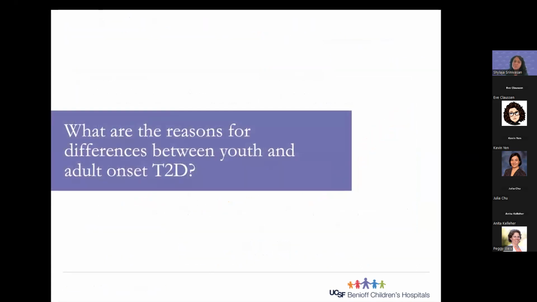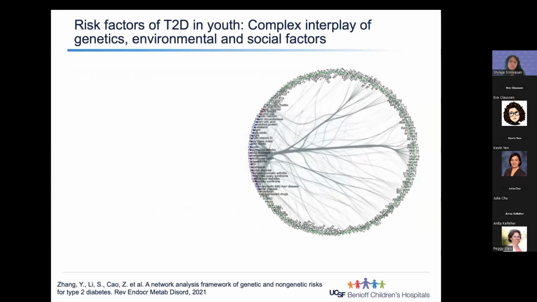So a question that probably comes to mind is, why is this the case? What are the differences between youth and adult onset diabetes that cause these children to get diabetes early and for the disease itself to be aggressive? I think to begin to understand these differences, we have to start by looking at the risk factors for type 2 diabetes in children. So type 2 diabetes is caused by a complex interplay between genetics, environmental, and social factors, and an interaction between multiple of these factors in different ways.